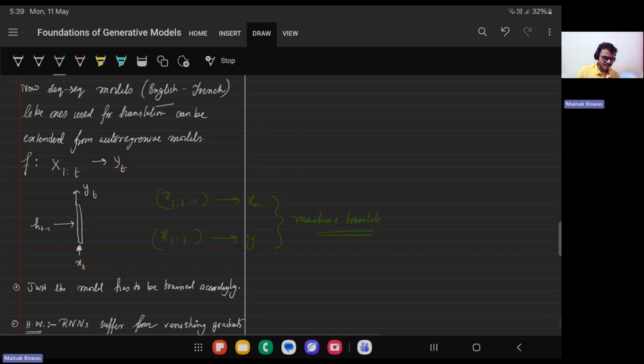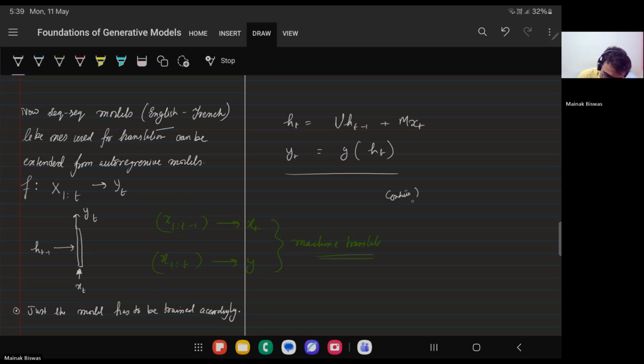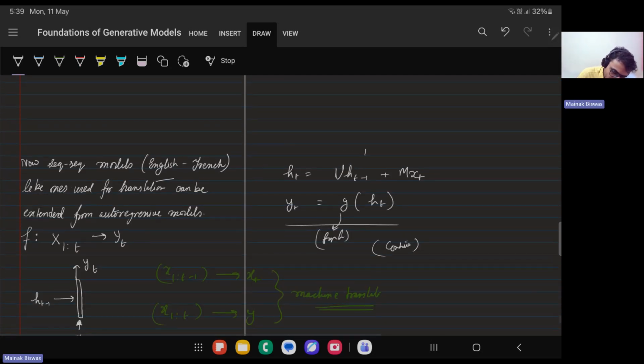And this is exactly the same model. So h_t is going to be u of h_{t-1} plus m of x_t, and y_t is going to be some activation function of h_t. And this is going to continue. This is generally a tanh function. So you can see that h_t at the end of the day is again based on u of h_{t-2} plus m of x_{t-1} plus m of x_t.